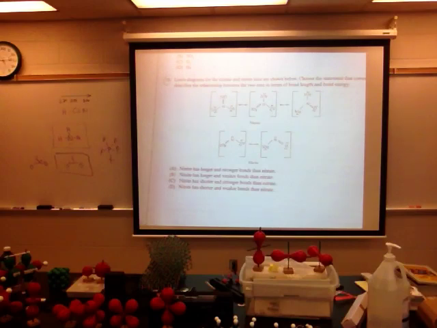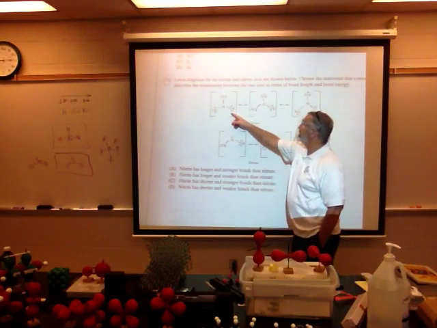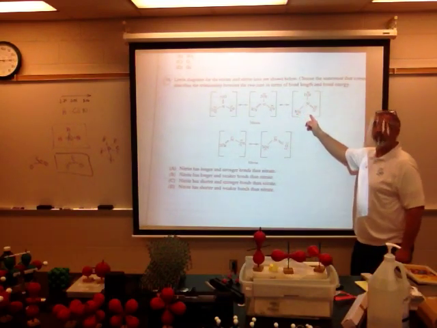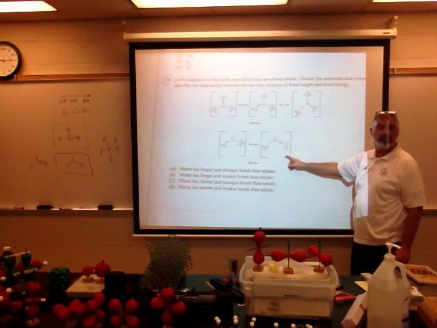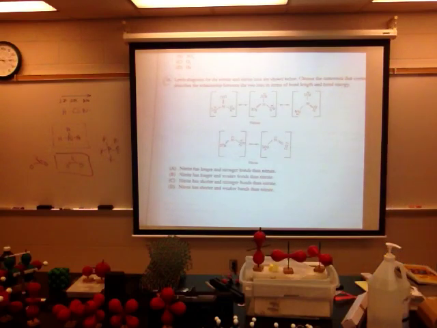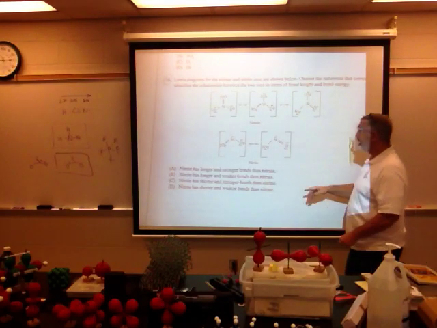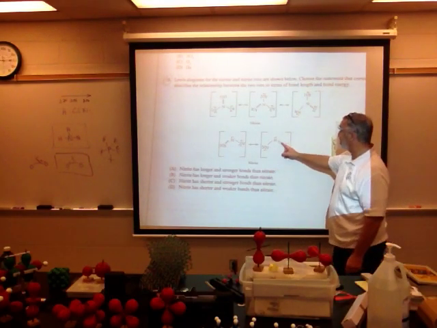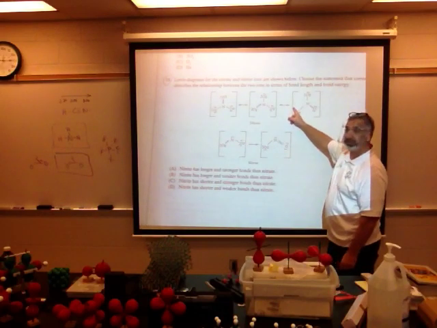Choose the statement that correctly describes the relationship between the 2 ions in terms of bond lengths and bond energies. Now, what do the double arrows mean? Resonance. So what do we know the bond order is on these? 1 1/3, whereas on this one, 1 1/2. What happens to bond length as bond order increases? If it's shorter, it decreases. So nitrite has 1 1/2, so are these bonds stronger or weaker than these bonds?